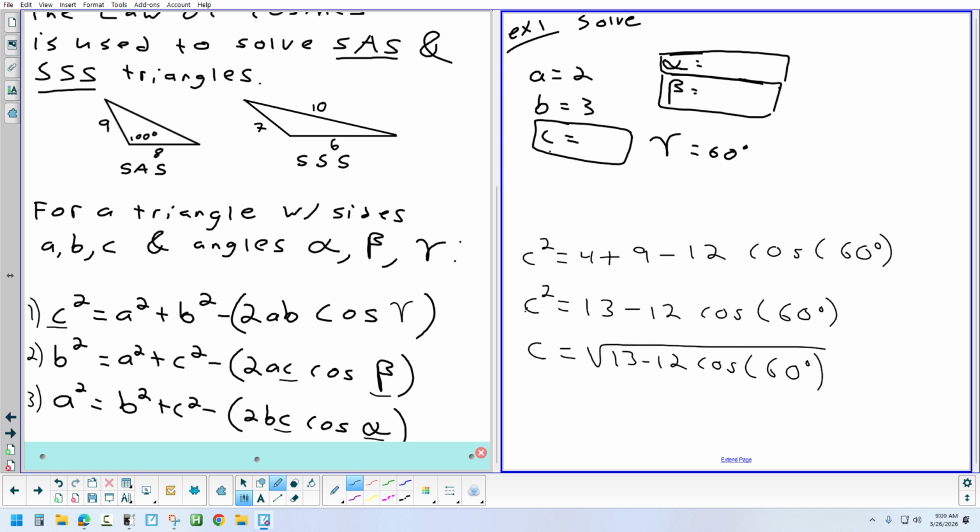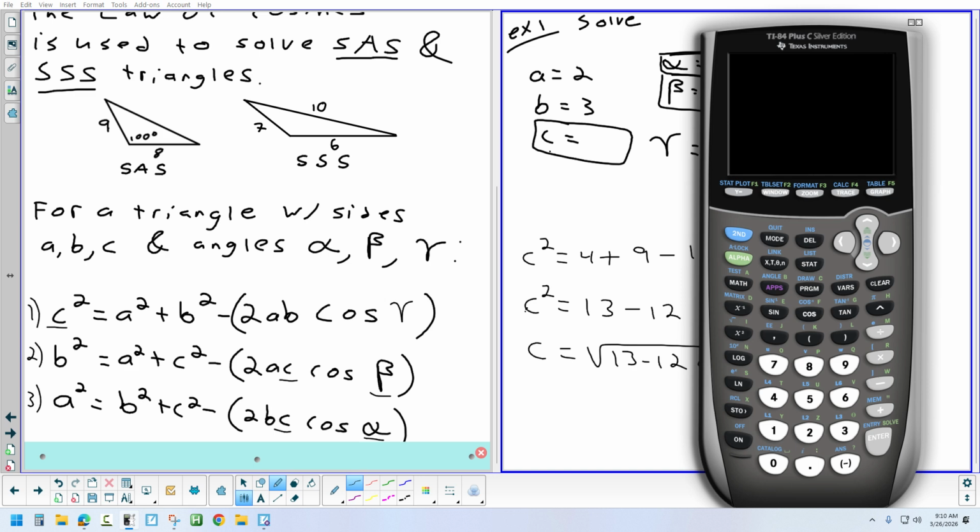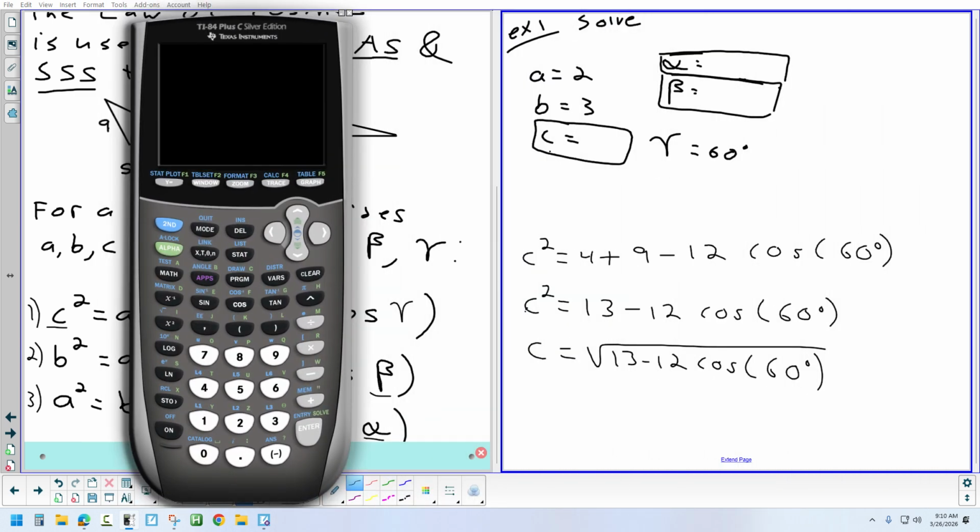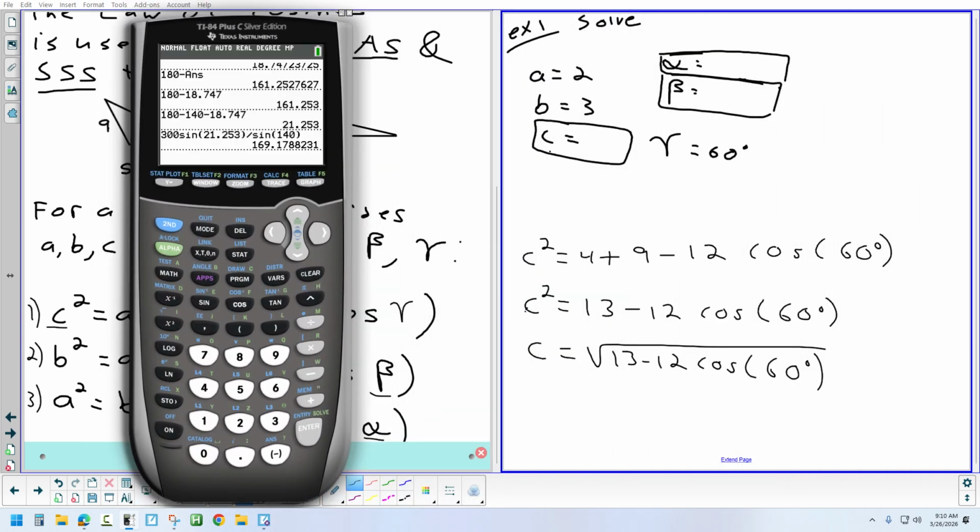So notice I've done no rounding yet. I'm about to round, but I have not done any rounding yet. Any questions how we got to that step? Now make sure when you type it in, everything should be underneath that root. 13 minus 12 cosine 60. So for C, I get about 2.646.